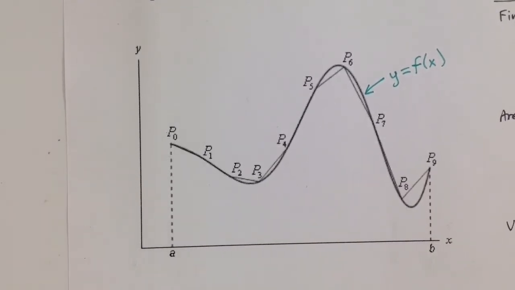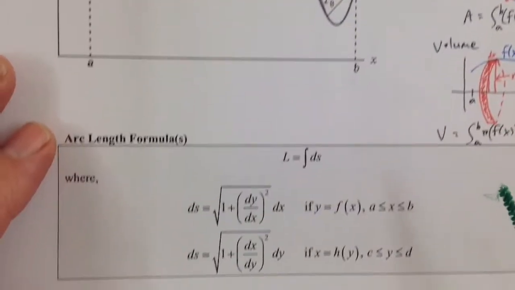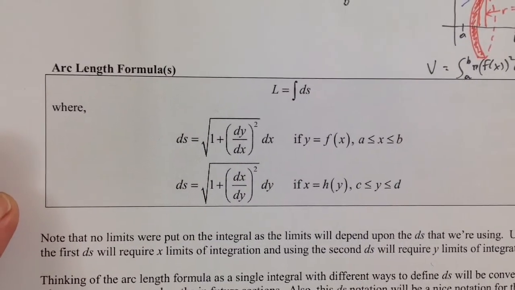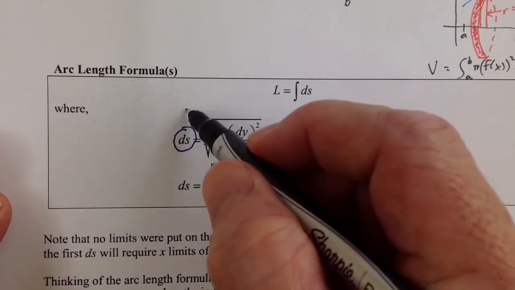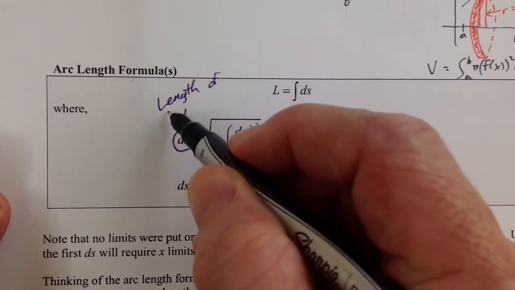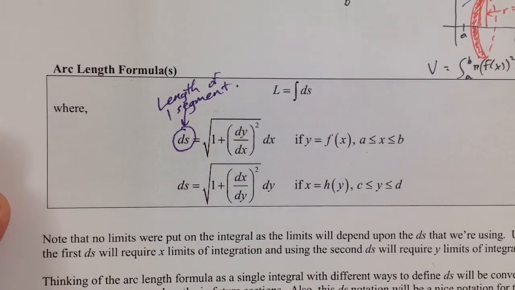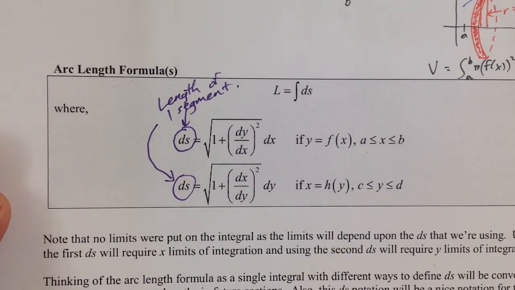If we want to know the total length of the arc, we're going to find the length of one line segment. We're going to be deriving these formulas in class, so you just have to trust me now that ds represents the length of one line segment. I'm just going to call it one segment. So ds is the length of one line segment.